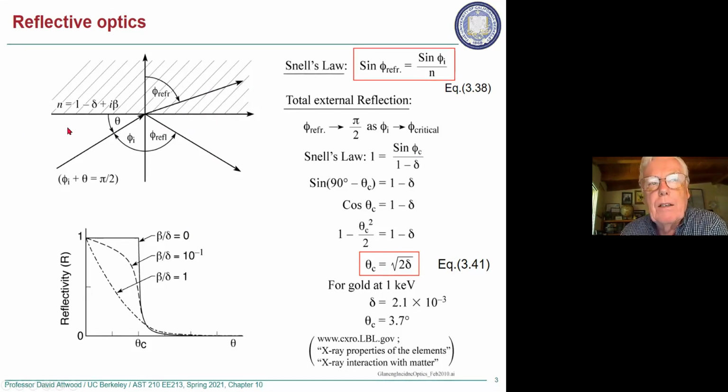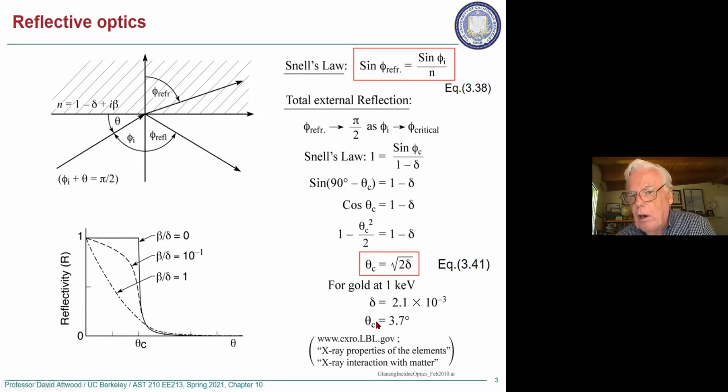But if you make the angle even smaller than that, rather than be at the critical angle, maybe at half the critical, the evanescent decay is even sharper and the reflection's even better, okay? So we went through that little bit of algebra and we got this critical angle of square root of 2 delta. We gave the example of gold at a kilovolt, where we look up delta at the website that we always go to. And for 1 kilovolt in gold, it was 3.7 degrees.